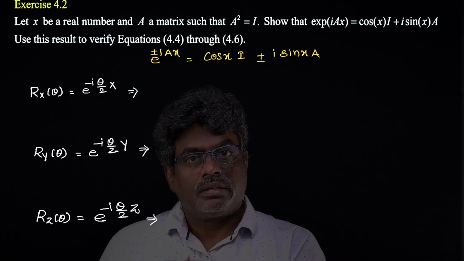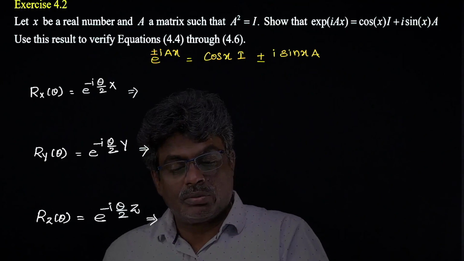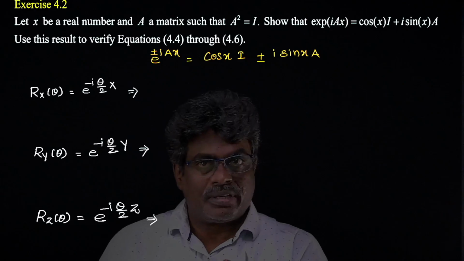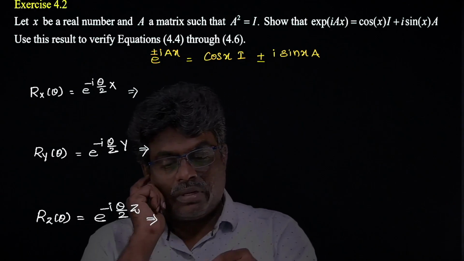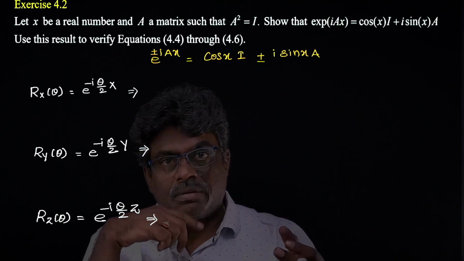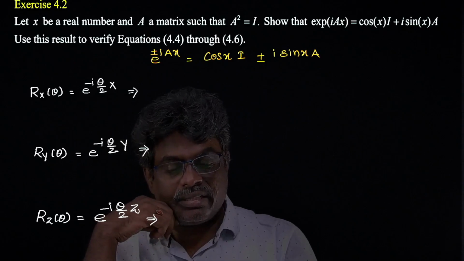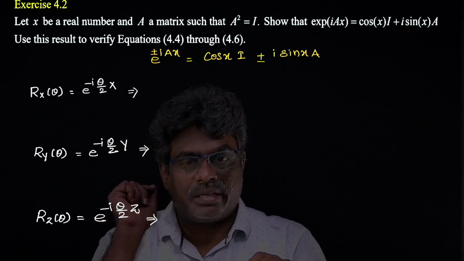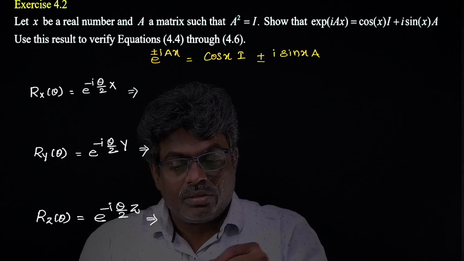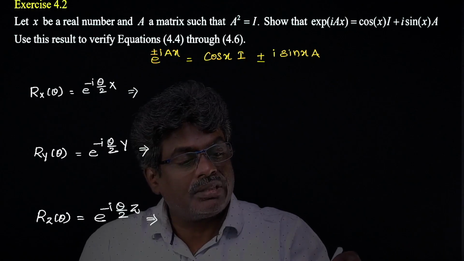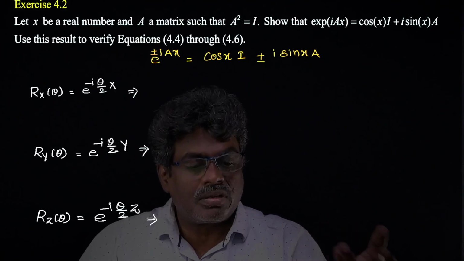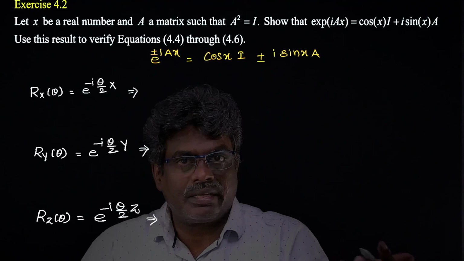So again in the same problem, they are asking to verify the equations 4.4 to 4.6. Okay, so what are these? They are asking to find Rx of theta. This is the rotation matrix about the x-axis, that is e raised to minus i theta by 2 X. Here this X is nothing but a Pauli spin matrix. Okay, so already we got this relation, that is e raised to plus or minus iAx equals cos x I plus or minus i sin x A.